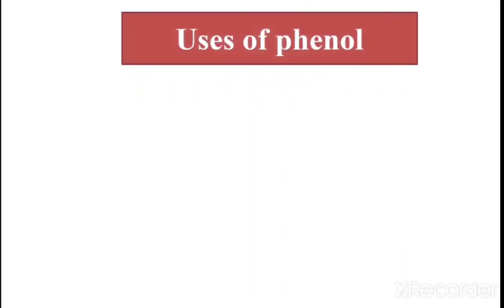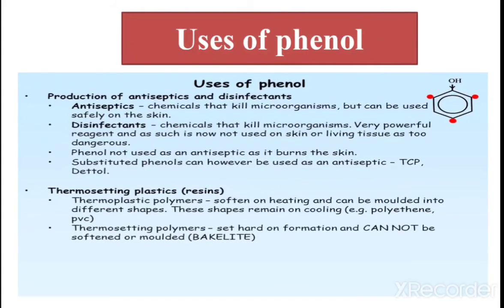Now the next, the uses of phenol. Phenol is used as an antiseptic and disinfectant. An antiseptic is a chemical that kills microorganisms but can be used safely on the skin. A disinfectant is a chemical that kills microorganisms, a very powerful reagent, and as such is not used on the skin or living tissues as it is too dangerous. Phenol is not used as an antiseptic as it burns the skin. The second thing is that substituted phenols can however be used as antiseptics, that is TCP or Dettol.